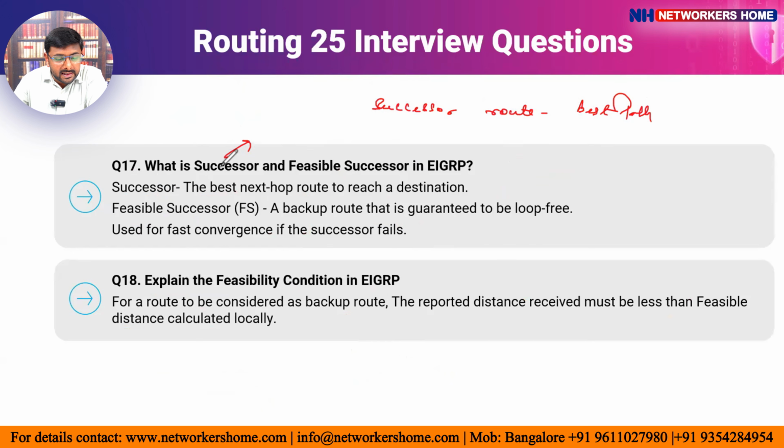Fine. This successor is the next hop router to reach a destination. So this successor route will be called the best path, and the feasible successor will be called the backup path. If the primary successor route fails, only then does this feasible successor take place. Fine. So this is the successor and feasible successor, and this is what we discussed about the feasibility condition.